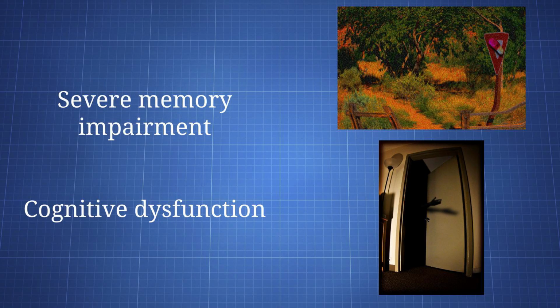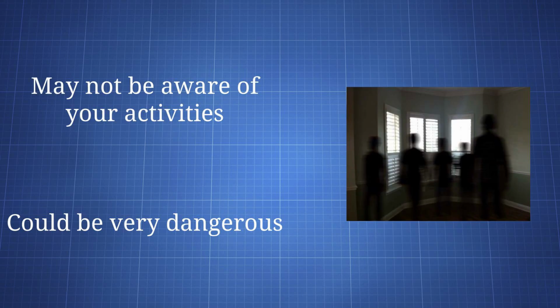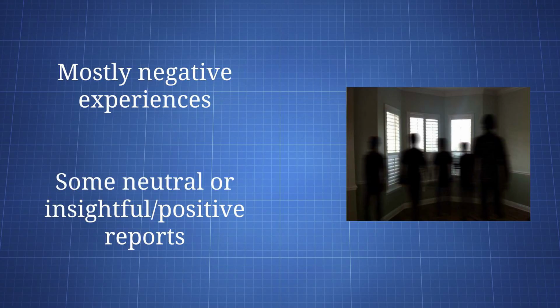Severe memory impairment and cognitive dysfunction is common, such that recognizing a family member or carrying out simple tasks could be impossible. Your ability to even be conscious of what you are doing is also impaired, allowing you to walk around, talk to people, or engage in dangerous behaviors without really being present or having a memory of what you've done. This combination of effects makes deliriants almost entirely negative, though some neutral or even insightful experiences have taken place.